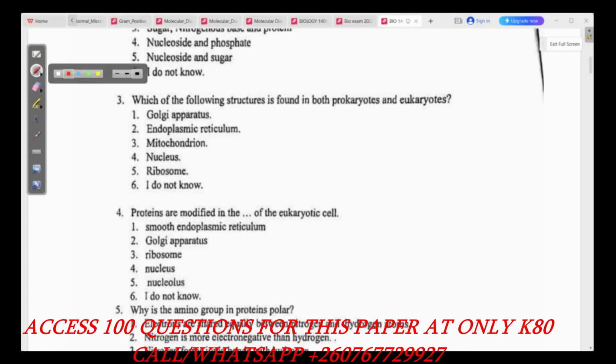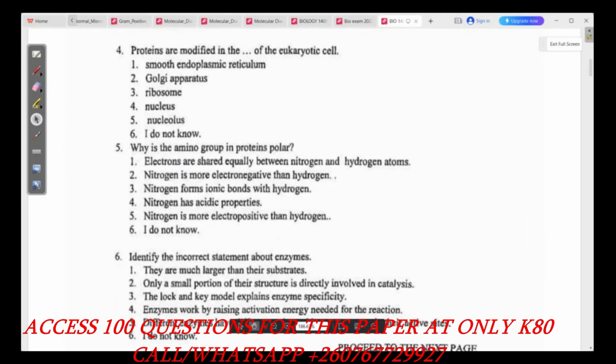Then 5 is saying ribosomes. Ribosomes are required for protein synthesis, and both prokaryotic and eukaryotic cells have to synthesize protein. So they both need what? Ribosomes. Therefore, ribosomes from the given options is the only organelle which is found in both prokaryotic and eukaryotic cells.